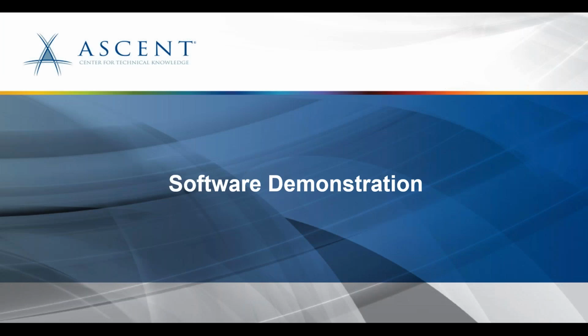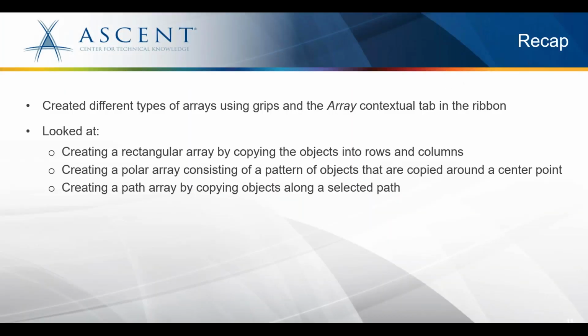So I did this software demonstration, and now to recap, I showed you how to create different types of arrays, both by using grips and the array contextual tab in the ribbon. What we achieved was that I showed you how to create a rectangular array by copying the objects into rows and columns, and then also how to create a polar array that consists of a pattern of objects that are copied around a center point. And finally, we created the path array by copying objects along a selected path.